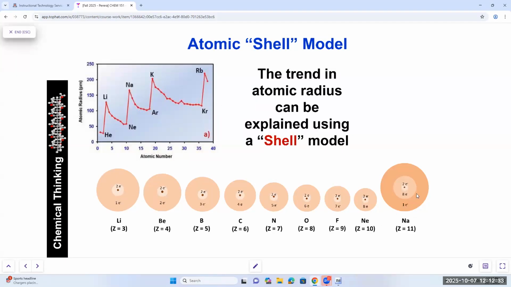And if somebody asks you why sodium is bigger than lithium, what would you say? Sodium has more shells. More shells means each added shell is larger than the previous one. Therefore, sodium must be bigger than lithium. That is it. That's easy. When you go down the group, it's much easier.